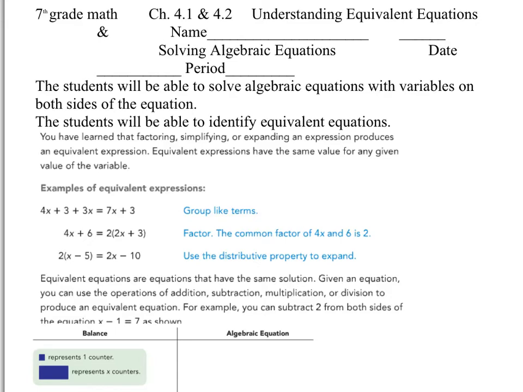Okay, so here in the example spot, it says 4x plus 3 plus 3x equals 7x plus 3. Remember, we can combine those like terms, 4x and 3x. For the next one, 4x plus 6 equals 2 times (2x plus 3). If we distribute that 2 to the terms inside the parentheses, we end up with 4x plus 6. And the same thing down here. If we distribute 2 to x minus 3, we get 2x minus 10.